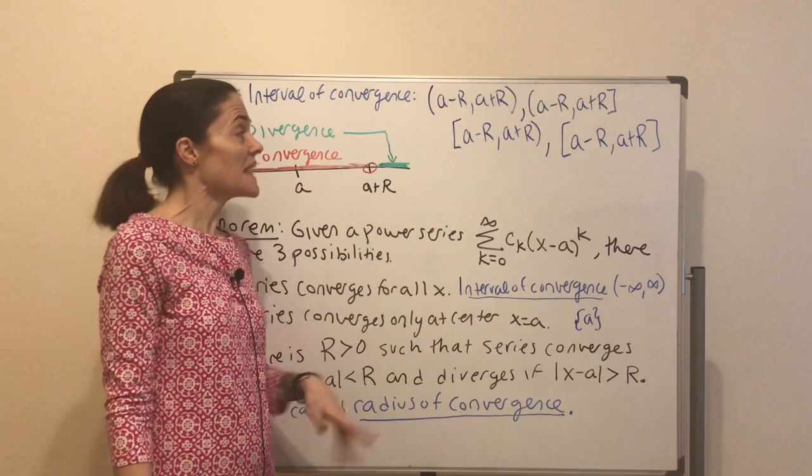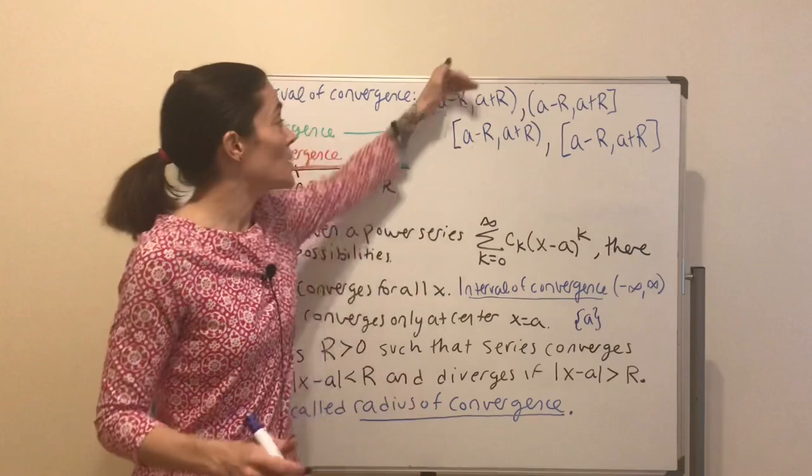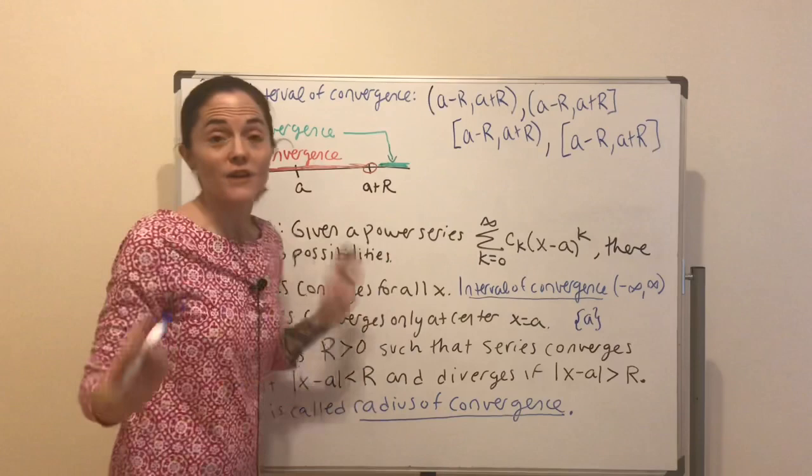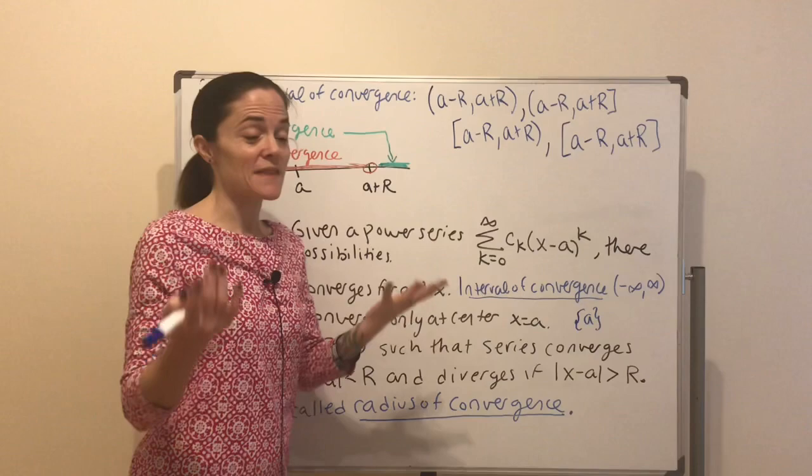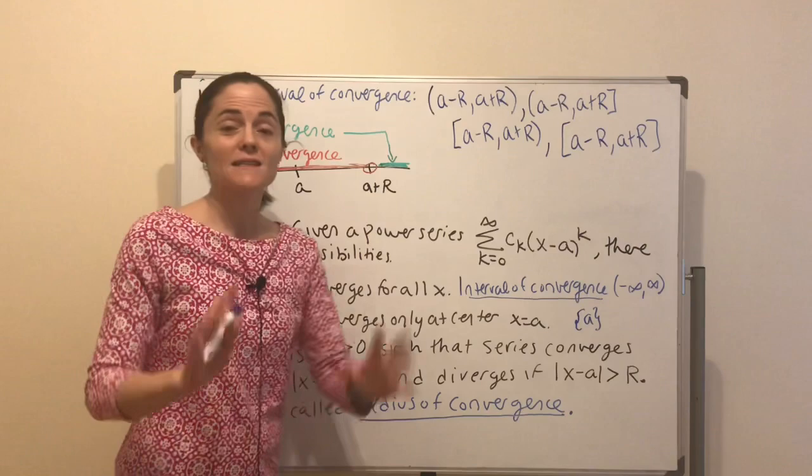The only way to know which possibility you are, which means which one of these, or both, or neither are included in the interval, well, you have to test. Okay, so this is a part of the problem. Finding the radius of convergence. This is step one in one of these problems.